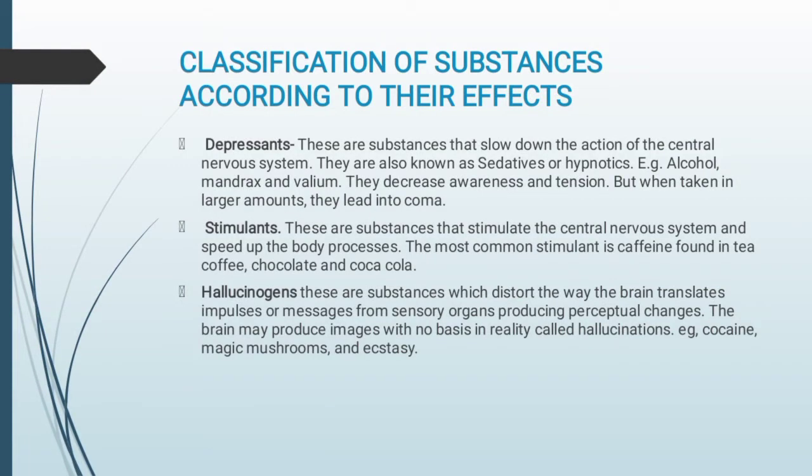Now, we come to classification of substances according to their effects. So, we've got depressants. These are substances that slow down the action of the central nervous system. The central nervous system includes the brain and the spinal cord. So, the depressants work against the brain and the spinal cord. They are also known as sedatives or hypnotics. Examples under depressants are alcohol, mandrax, and Valium.